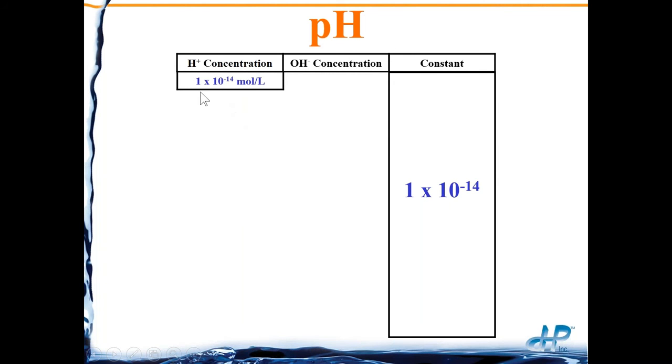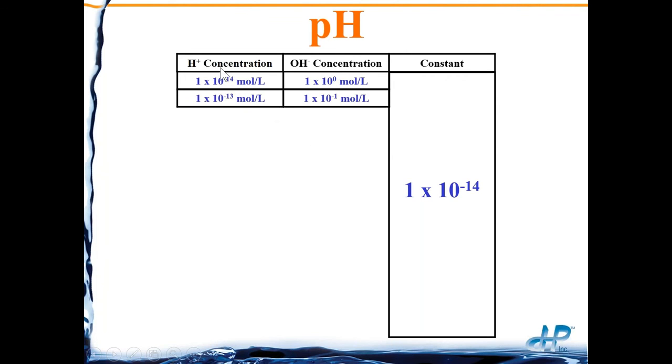Well, let's look at this. At the highest pH level, our hydrogen ion concentration is 1 × 10 to the -14th moles per liter. Our hydroxide concentration is 1 × 10 to the 0 moles per liter. If we multiply these two together, we're going to get 1 × 10 to the -14th. When you multiply exponents, you always add them.